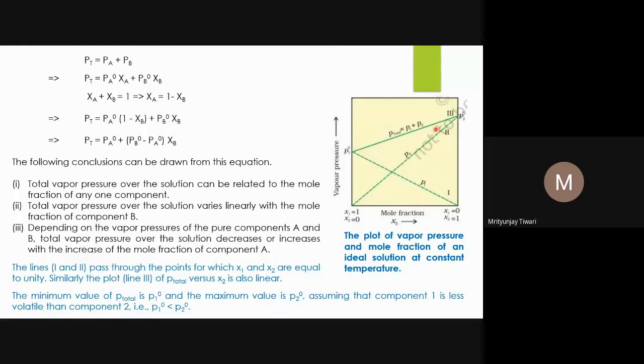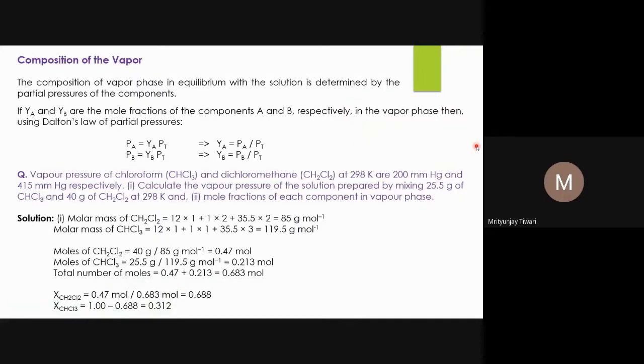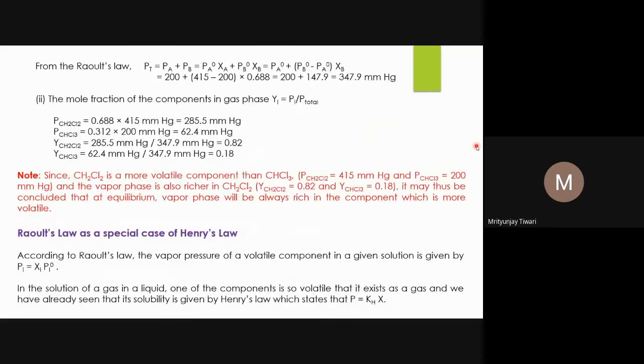This kind of behavior is called the ideal behavior of a binary solution of two volatile liquids. This means that if a binary solution of two volatile components obeys Raoult's law, that is, if it follows this graph or obeys this equation, then we can say that the solution is an ideal solution.